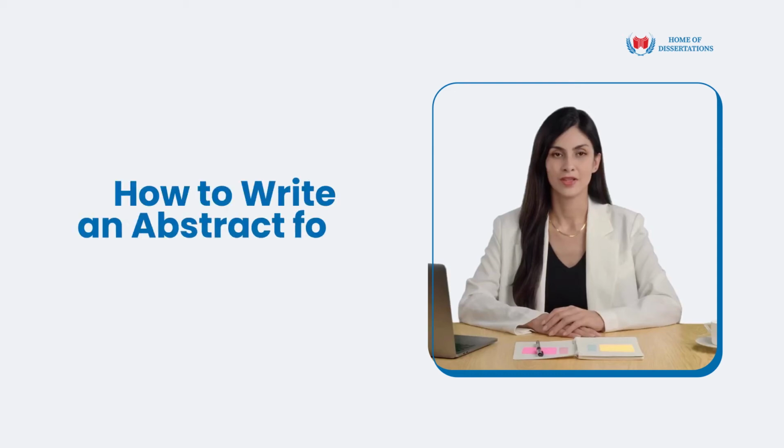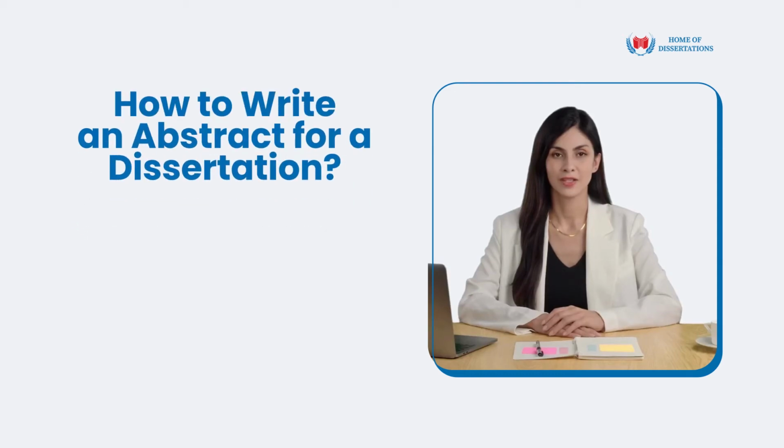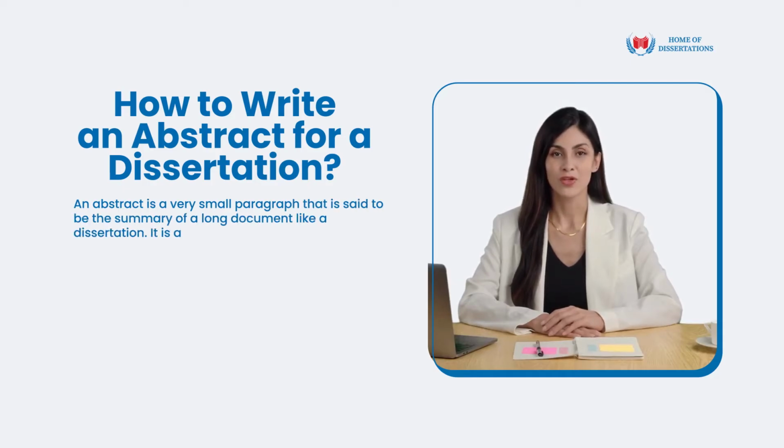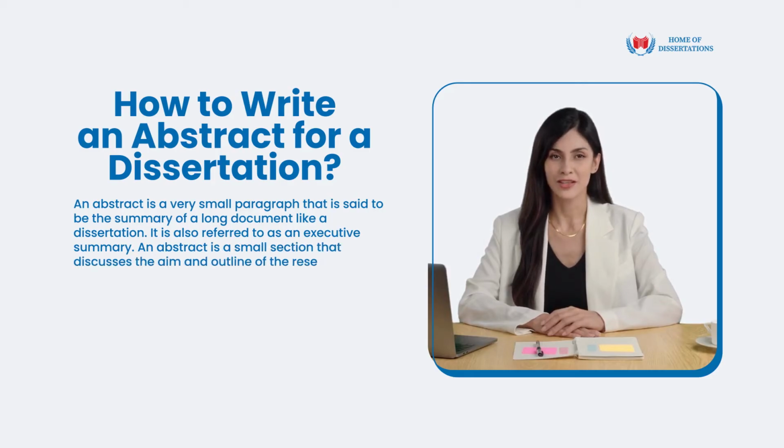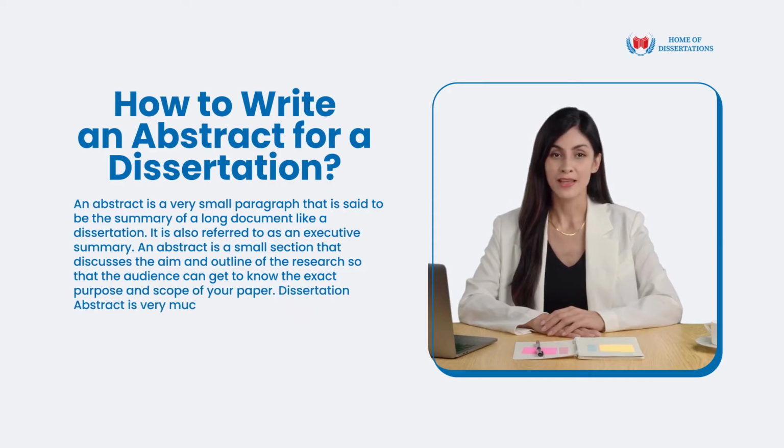An abstract is a very small paragraph that is said to be the summary of a long document like a dissertation. It is also referred to as an executive summary. An abstract is a small section that discusses the aim and outline of the research so that the audience can get to know the exact purpose and scope of your paper.